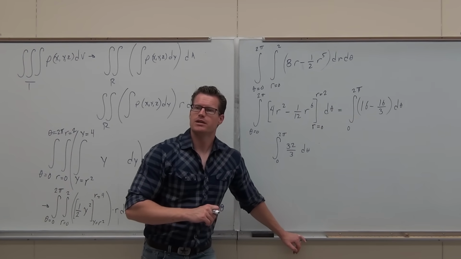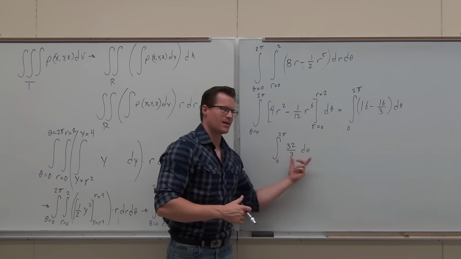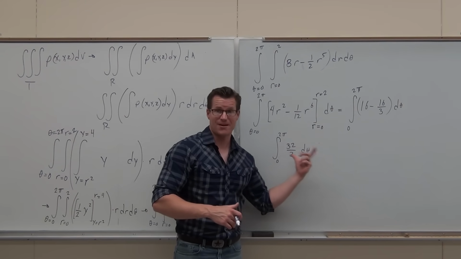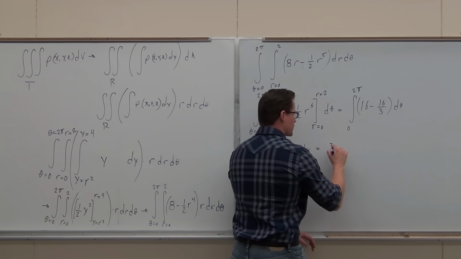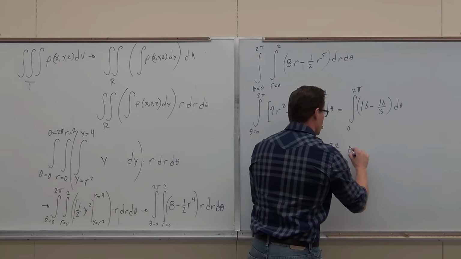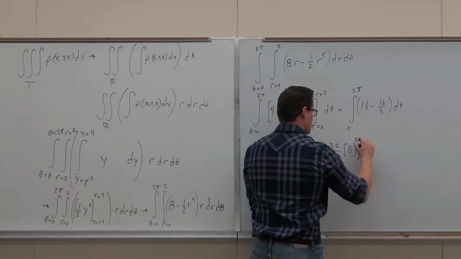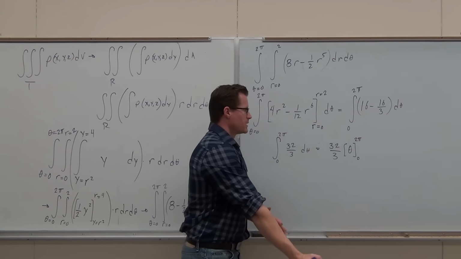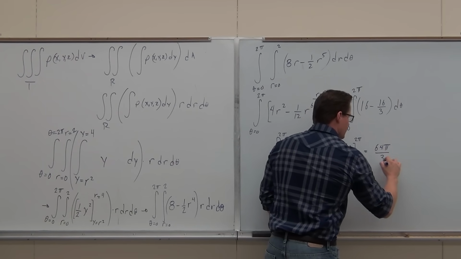Easy step, but we make some mistakes on this. When you're integrating a constant d whatever, the whatever is important. It's telling what your variable is. So this needs to give you 32 over 3 what? Theta. And that theta is being taken from 0 to 2 pi. So we're going to get out of this 64 pi over 3.